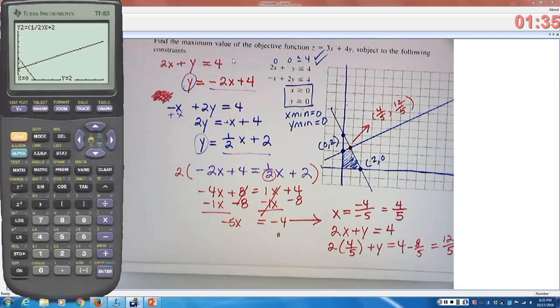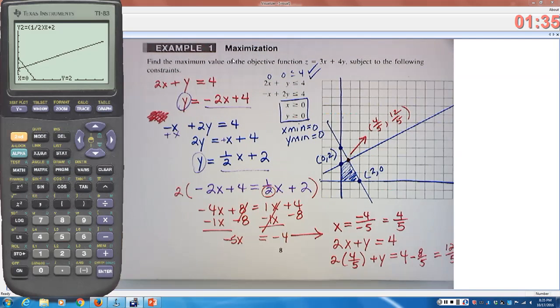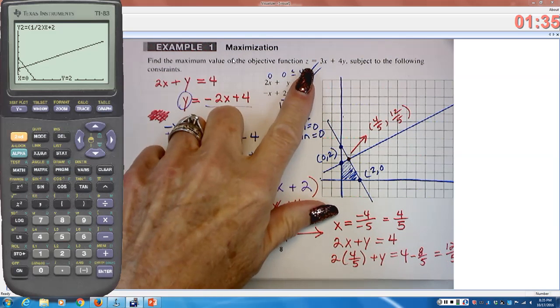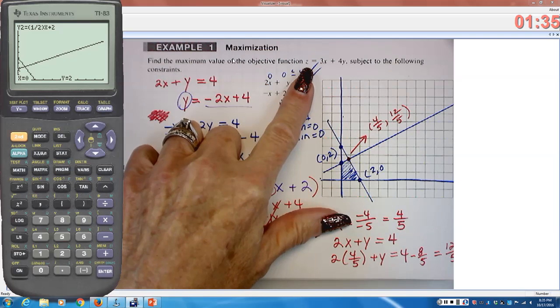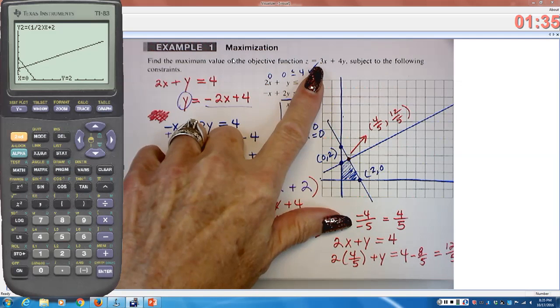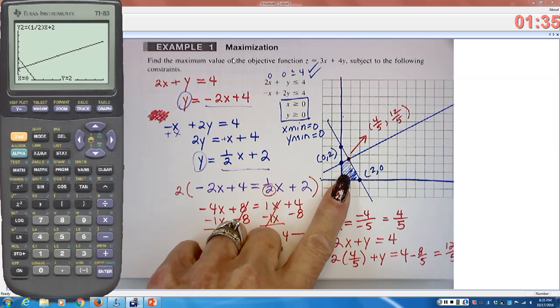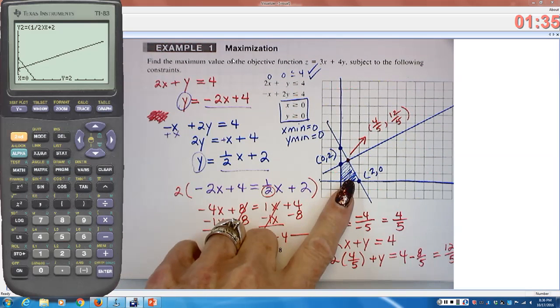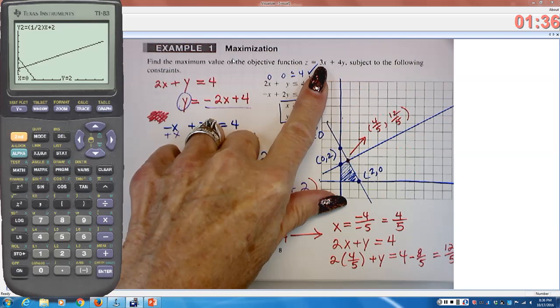Now it says they want us to find, and this is the part where you're going to have to pay a little attention. It's not really straightforward. They want us to find the maximum value of the objective function, which is 3x plus 4y. And it has to be maximum according to one of the points that's in the feasible region, whatever gives us the maximum value for that.